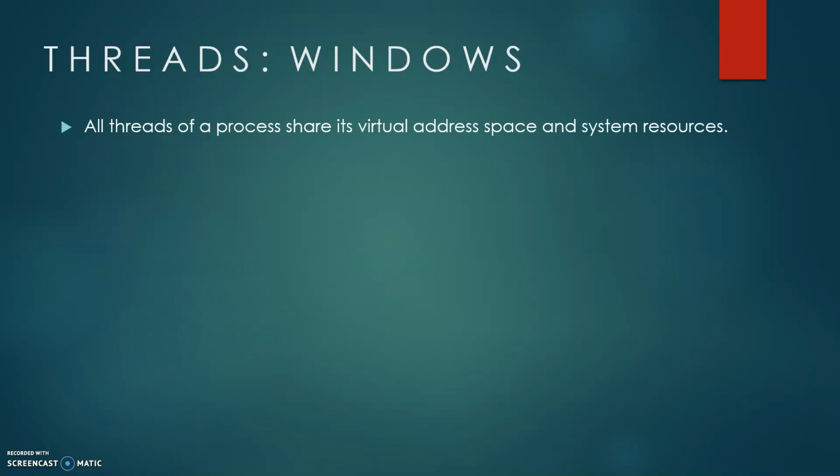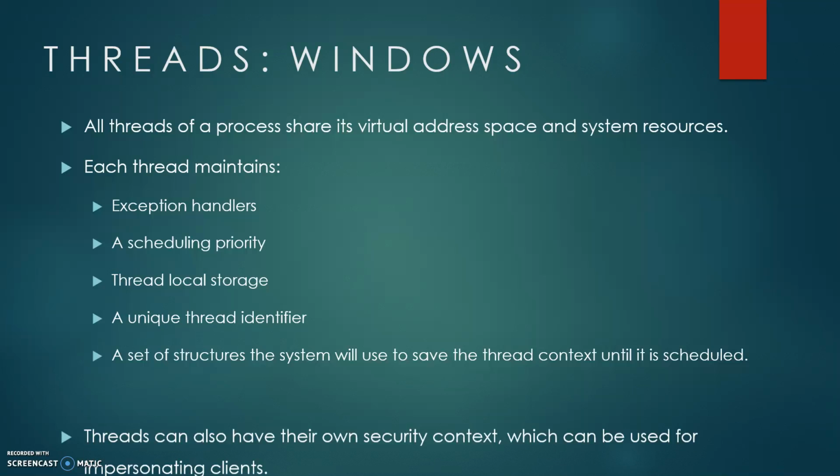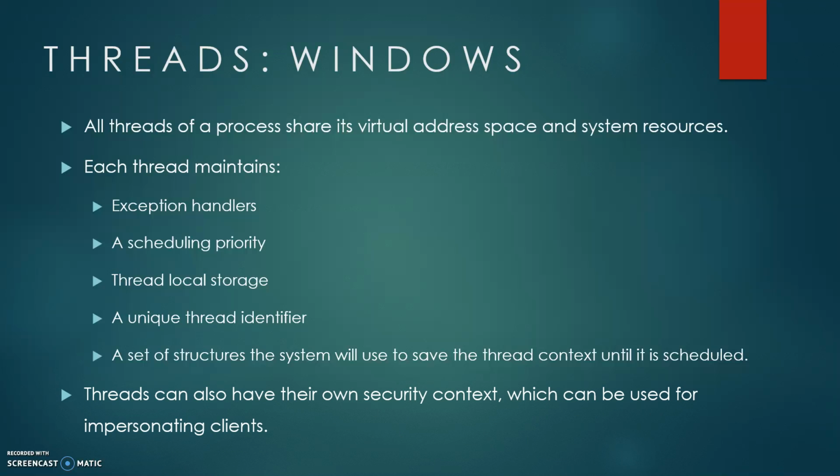All threads of a process share its virtual address space and system resources. Each thread maintains exception handlers, a scheduling priority, thread local storage, a unique thread identifier, and a set of structures the system will use to store the saved thread until it is scheduled. Threads can also have their own security context which can be used for impersonating clients.